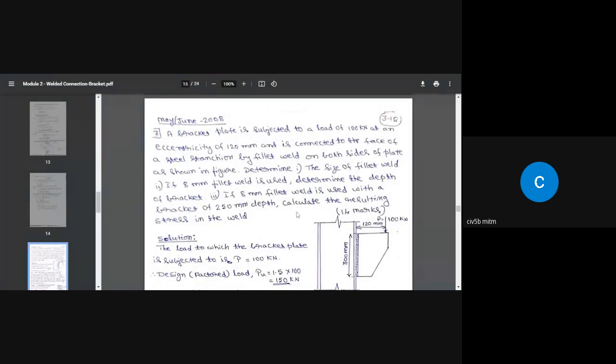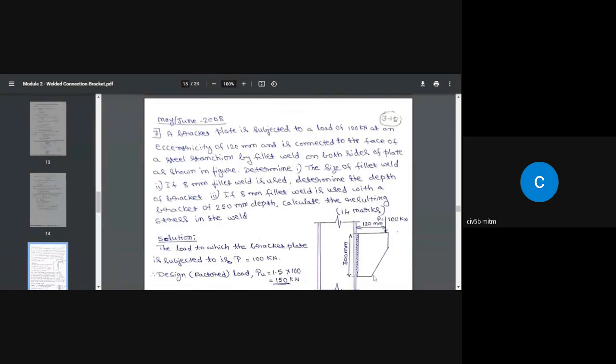Next, coming to the problem. A bracket plate is subjected to a load of 100 kilonewton at an eccentricity of 120 millimeter and is connected to the face of a steel stanchion by fillet weld. So this is a bracket plate, subjected to a service load of 100 kilonewton. What is the eccentricity? 120 millimeter.